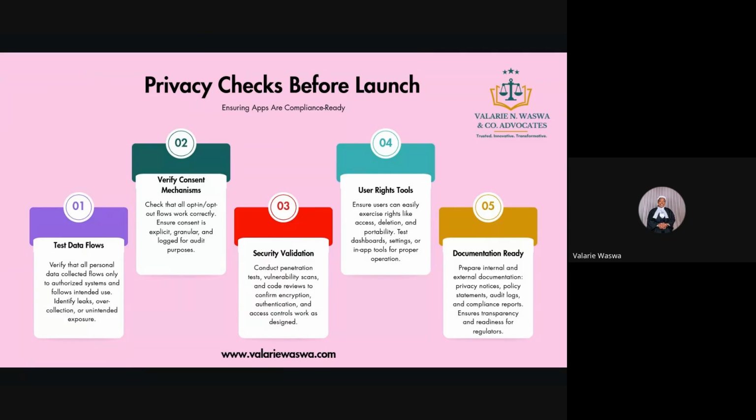Finally, privacy checks before launch. So you have this app, you've been working on it, it's in beta mode, or wait, there's a name they call it. Not beta mode, but like you have not launched, it's still in testing mode, right? So before you launch it, what are some of the quick privacy checks you need?